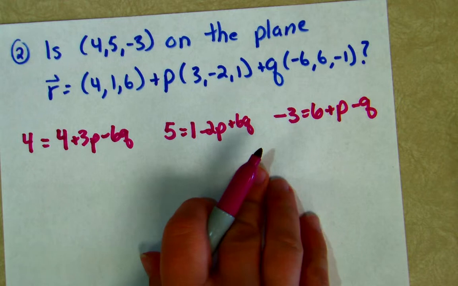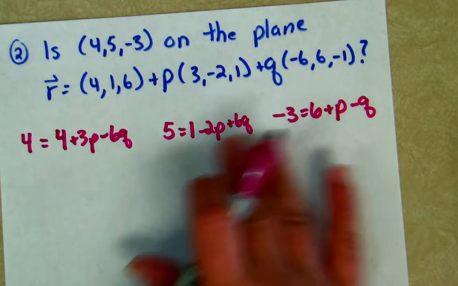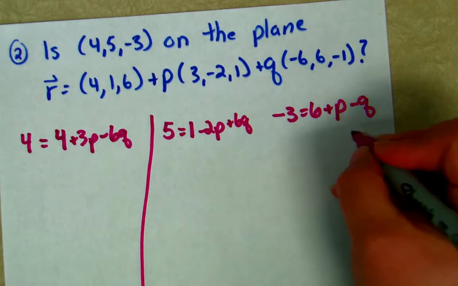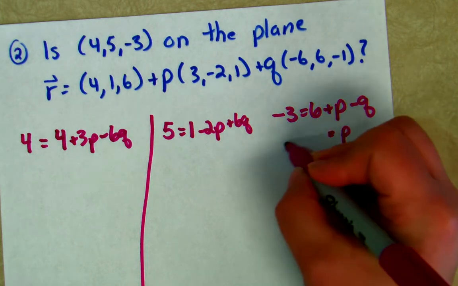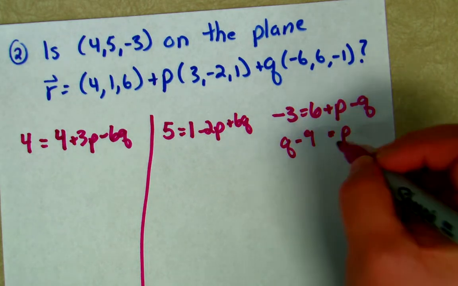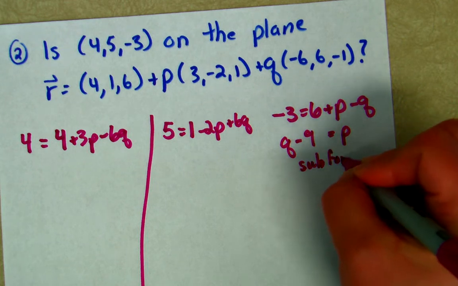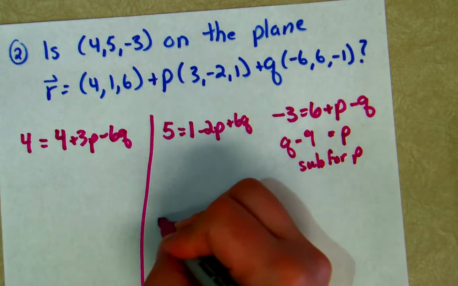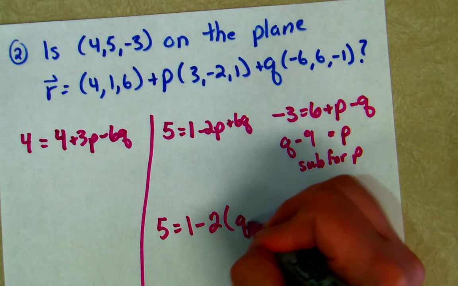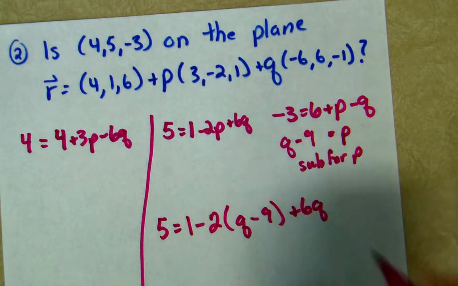I'm going to solve these. Again, I have 3 equations with 2 variables. That means I'm going to pick 2. I've honed in on this one because I like this one right there. So p is going to be q minus 9. I brought the q to the other side and the 6 to the other side. I'm going to sub that p over here. So I get 5 equals 1 minus 2 times q minus 9 plus 6q.